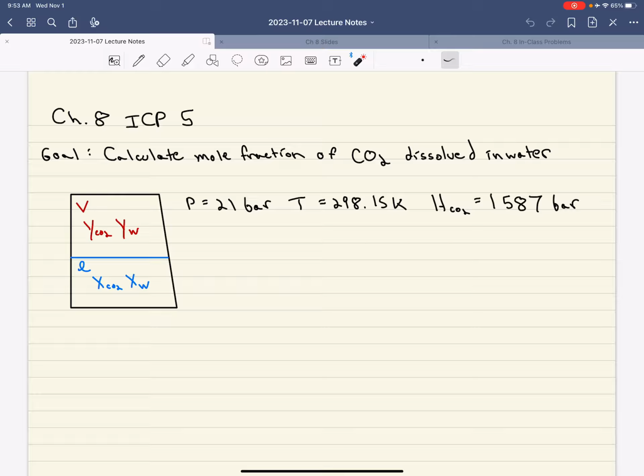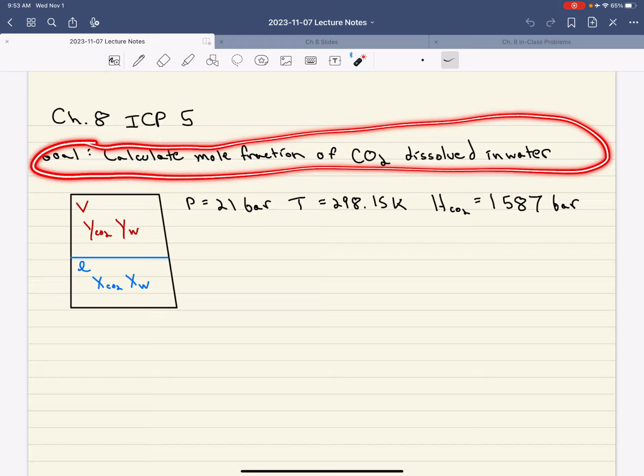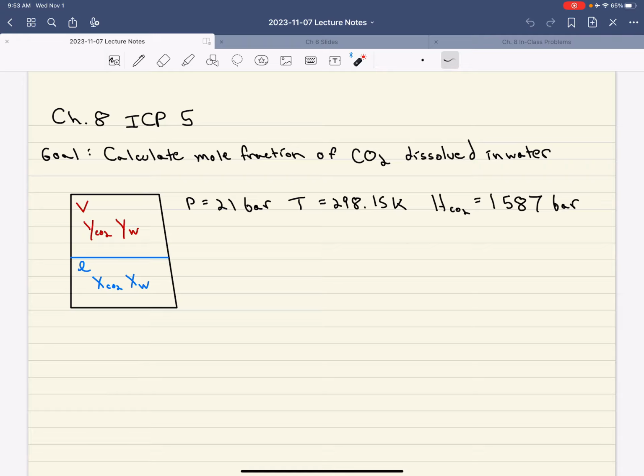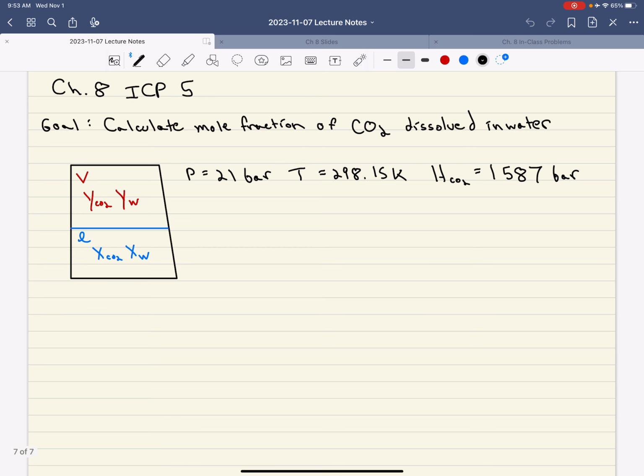Our goal for this problem is to calculate the mole fraction of CO2 that's dissolved in the water. We're told that the pressure is 21 bar, the temperature is 298.15 Kelvin, and we're also given this Henry's law constant, which we'll talk about why it's useful later on. In order to do this calculation, we first need to make some assumptions about our system. The first assumption is one that's told to us in the problem statement: we need to treat the liquid phase as an ideal solution.